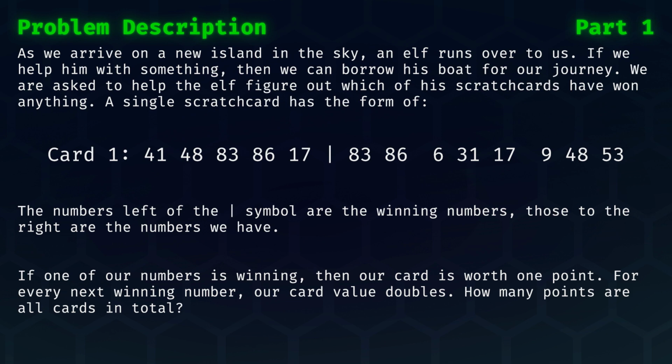Scratch cards are presented to us in the form of single lines, where every card has a card ID, followed by a few numbers that are the winning numbers, which in turn are followed by the actual numbers that we have. If one of our numbers is winning, then our card is worth 1 point. For every next winning number, our card value doubles. Now, if we look at all the cards the elf has, then how many points are those cards worth in total? Let's look at 2 examples.